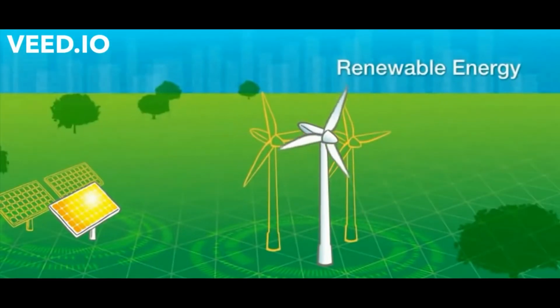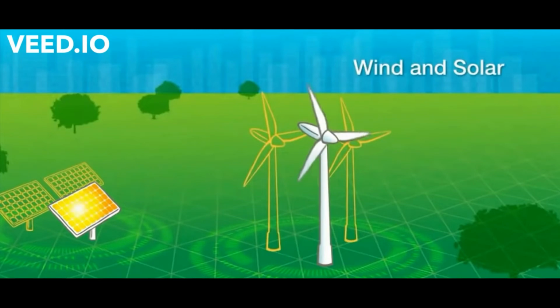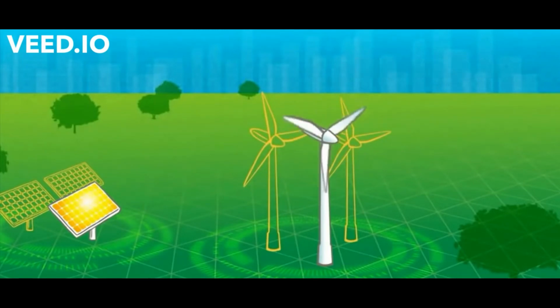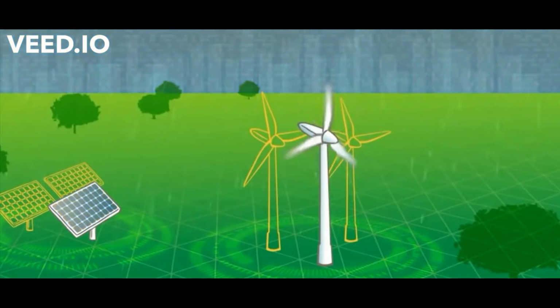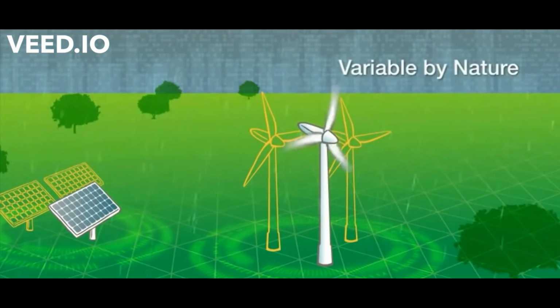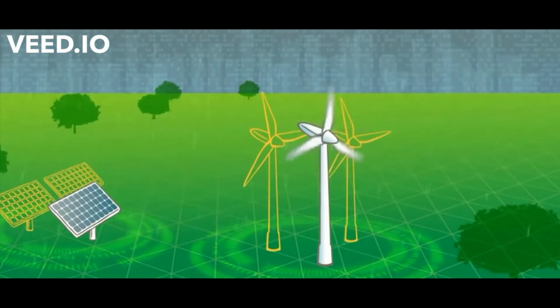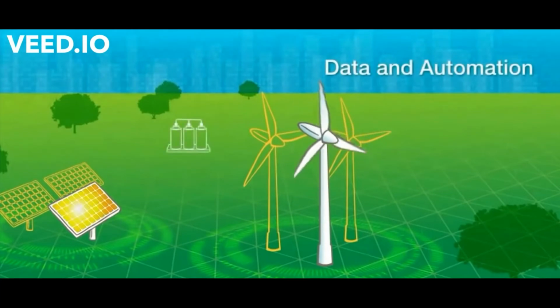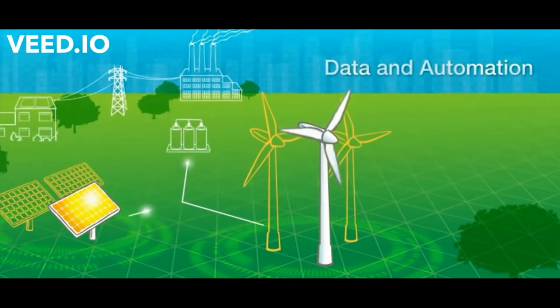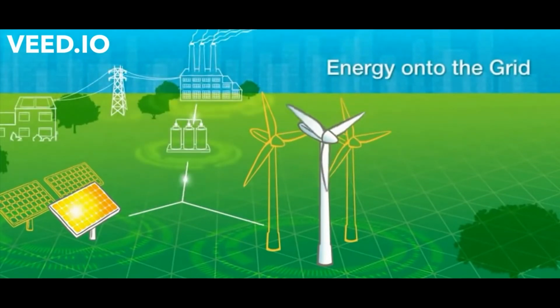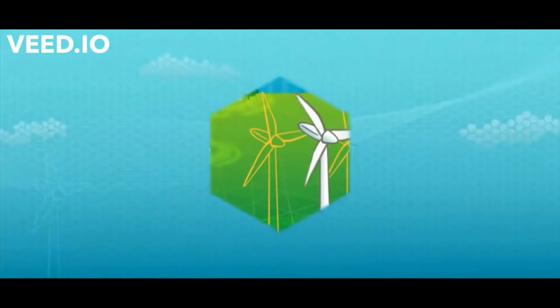Renewable resources, such as wind and solar, are a sustainable and growing source for electric power. However, renewable power sources are variable by nature and add complexity to normal grid operations. The smart grid provides the data and automation needed to enable solar panels and wind farms to put energy onto the grid and optimize its use.